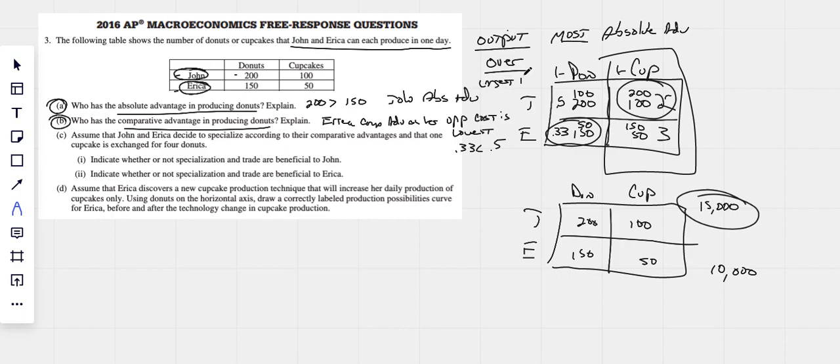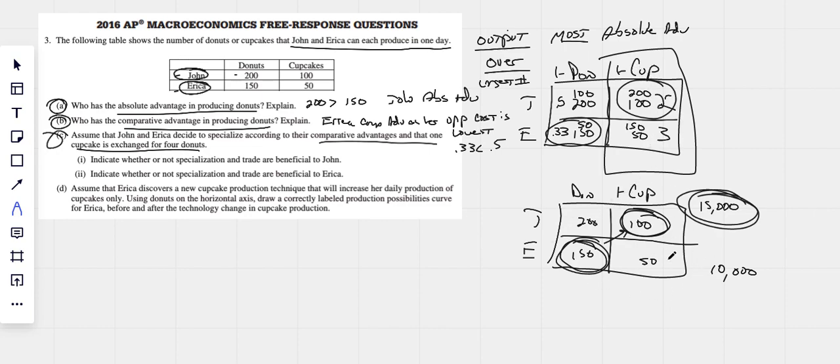If we're doing that quick cross multiplying, we can see that that matches what we have up here. So I'm pretty sure we're correct. The larger cross-multiplication numbers show who should produce. John should do cupcakes. Erica should do donuts. All right, let's do part C. Assume that John and Erica decide to specialize according to their comparative advantage, and that one cupcake is exchanged for 4 donuts.